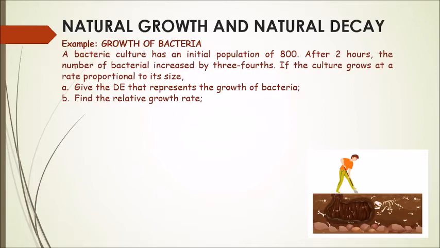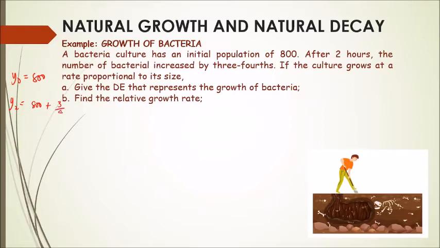Now, it says here, a bacteria culture has an initial amount or population of 800. After 2 hours, the number of bacteria increased by 3/4. Okay, so the initial population, y sub 0, is equal to 800. It says that after 2 hours, it increased by 3/4. So, meaning, at y sub 2, 2 hours, we have the initial amount as 800 plus 3/4 of 800.